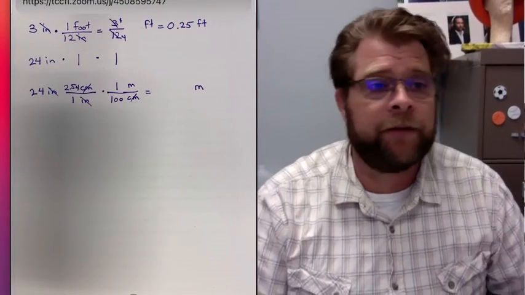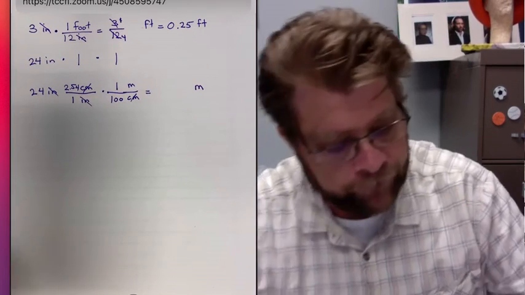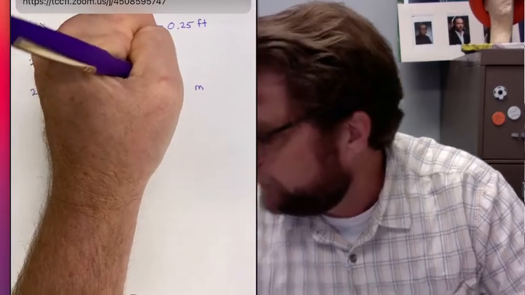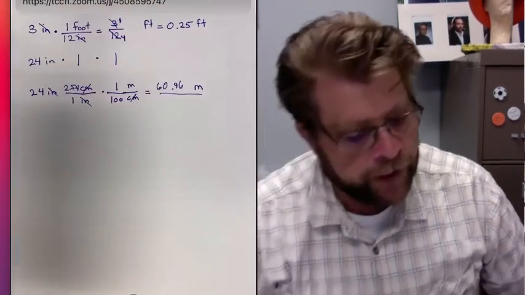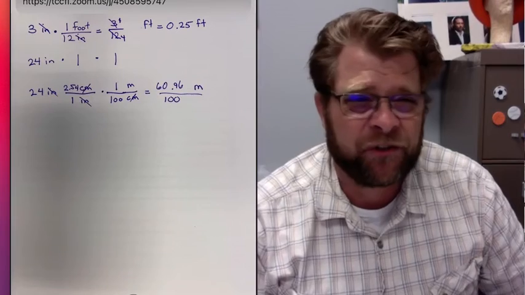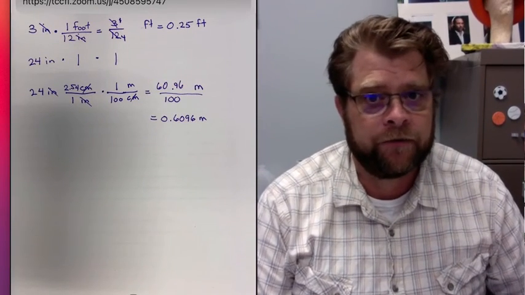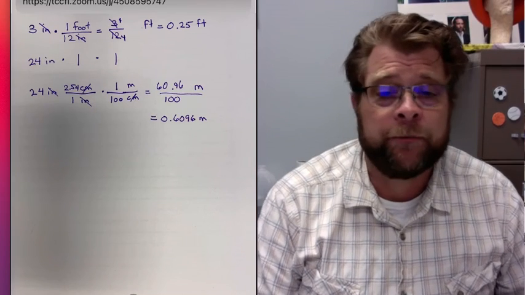Now I multiply the numbers on the top. 24 times 2.54, 60.96. And I multiply all the numbers on the bottom. 1 times 100. And then I just go ahead and do that last math. And I find out that 24 inches is the same thing as 0.6096 meters. All we're doing is multiplying by 1.